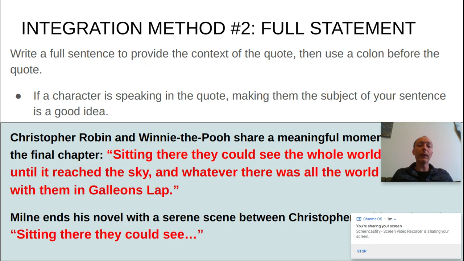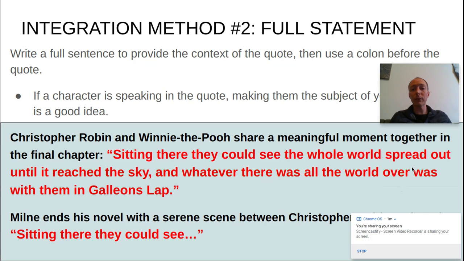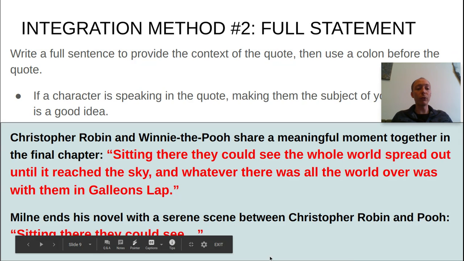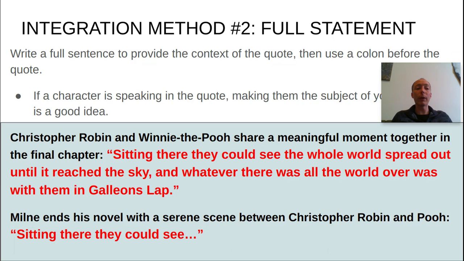If there's a character speaking in the quote, making that character the subject of your sentence could be an easy way to name the speaker. So that would be a good idea. Here are a couple examples for the first of our 2 samples. Now this one is not a character who's speaking. So the first one is more of just a general statement of what's going on.